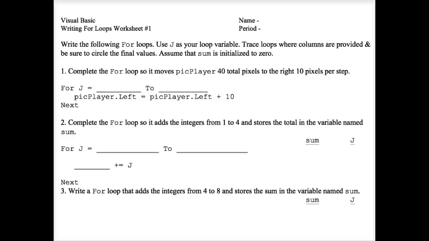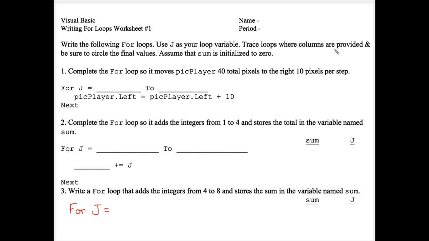Mr. Minnick here, helping my VB students learn how to write for loops. Write the following for loops, use J as your loop variable. Okay, J, we're going to need for J here, and so on. You could use other letters, but why? The standard traditional loop variable name is to use the letter J in Visual Basic.